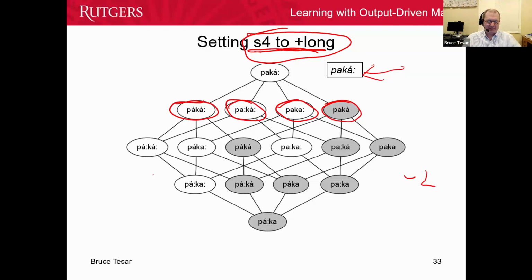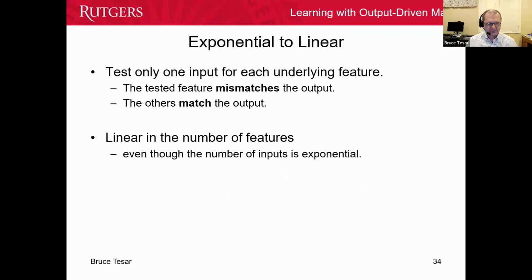If they're not inconsistent, then I can't set it right now. I don't have the information to tell me. No need to try the exponentially growing number of other possible inputs further down in the lattice. So testing, evaluating the features in this way to see what can be set is linear in the number of features, even though the number of inputs grows rapidly.